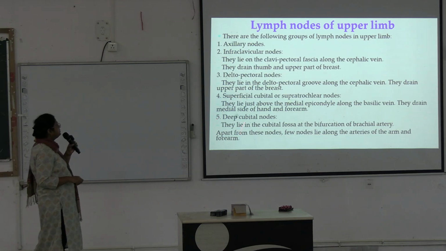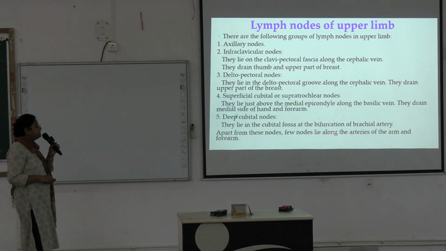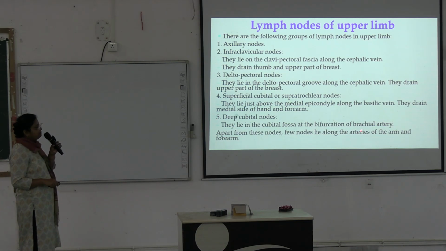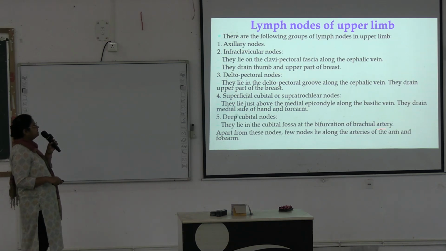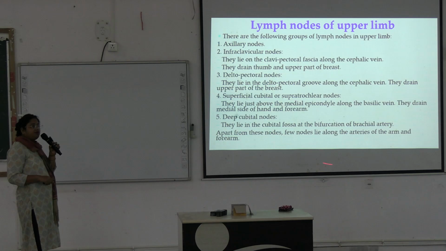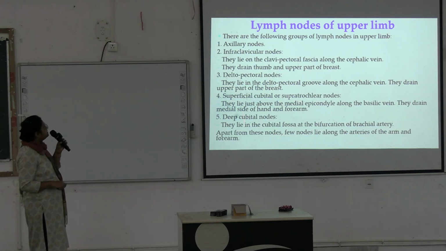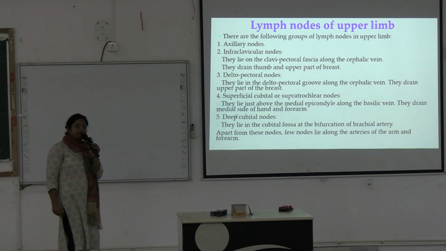And deep cubital nodes lie in the cubital fossa at the bifurcation of the brachial artery. Apart from these nodes, a few nodes lie along the arteries of the arm and the forearm. So these are the different lymph nodes of the upper limb.